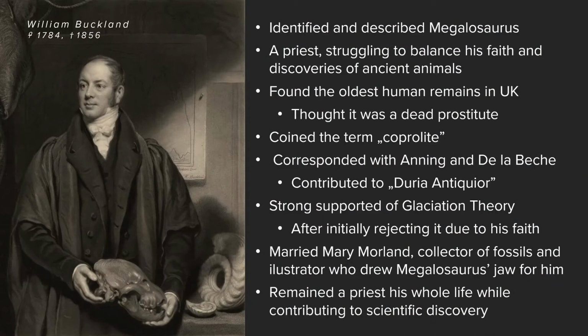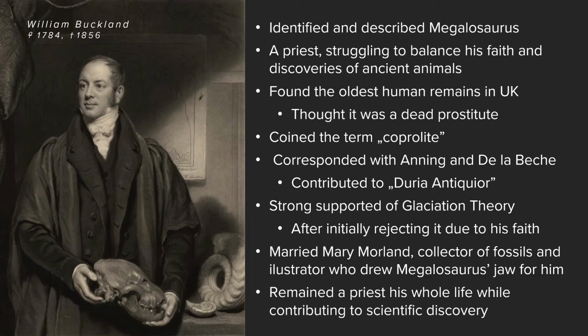I want to tell you very quickly about its discoverer. So William Buckland is a pretty interesting character because he was a priest who was also a paleontologist. He was actually struggling his whole life to balance his faith and the discoveries of ancient animals that were going against his belief tenets. He's actually the person to be credited for finding the oldest human remains in the UK. The problem is he actually thought it was the body of a dead prostitute, so he found it, he left it there, and he reported it to the police. And after it was re-examined later, it was discovered that this was actually an ancient prehistoric human.